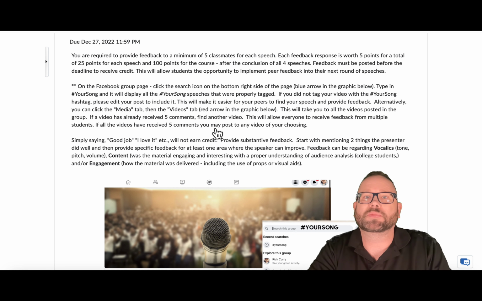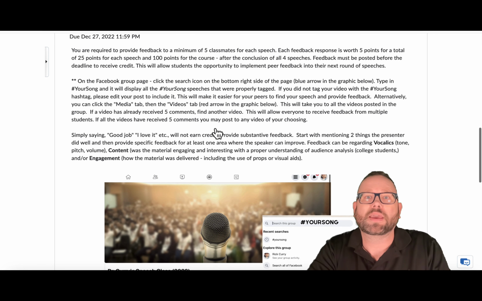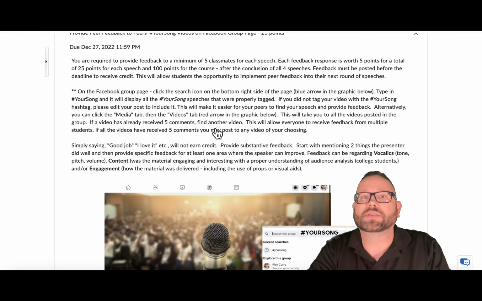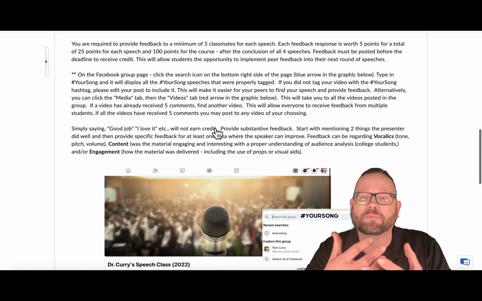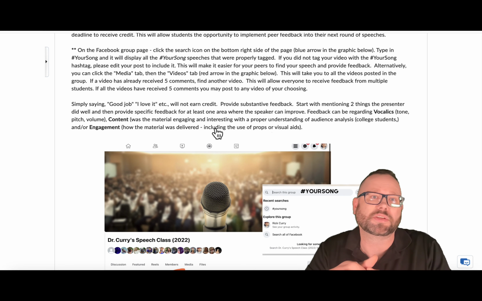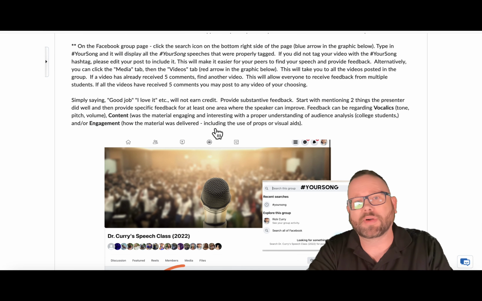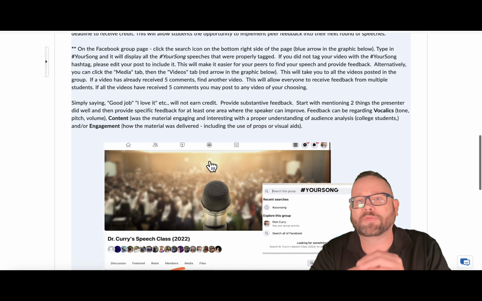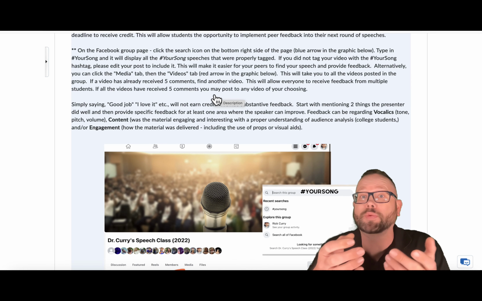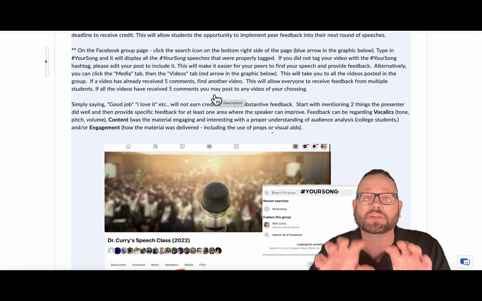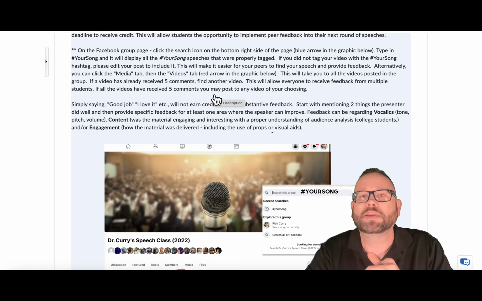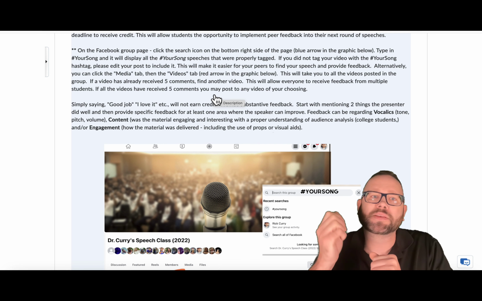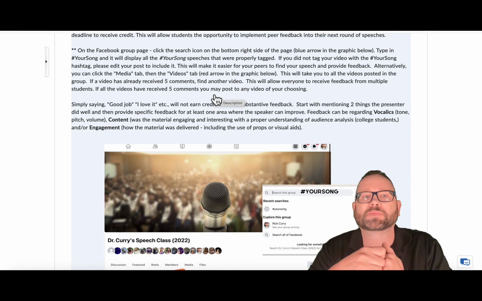I talk about that it must be posted before the deadline, and the deadline is always clearly identified in the materials, and that I do that to allow the students the opportunity to implement peer feedback into their next speeches. I provide a detailed graphic, here's how you do it, here's where you can find it, etc., making sure that they're tagging their speeches. I use a Facebook group page for my 3-week public speaking classes. It's just much easier to navigate than a discussion forum here in D2L. But I walk my students through how to do that, and then I give them the specific criteria.